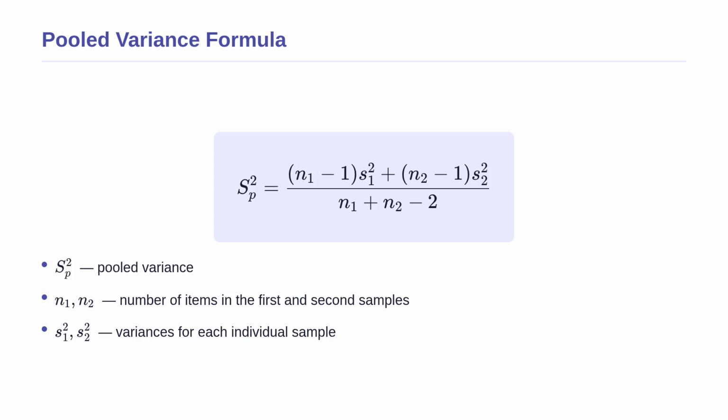This is the formula for the pooled variance, denoted by the symbol SP squared. Conceptually, we are taking a weighted average of the two individual sample variances, giving more weight to the larger sample because it contains more information. The variables n1 and n2 represent the number of items in each sample, while s1 squared and s2 squared are their respective variances. The denominator represents the total degrees of freedom for this combined data. If either sample size increases, our pooled estimate becomes much more precise.